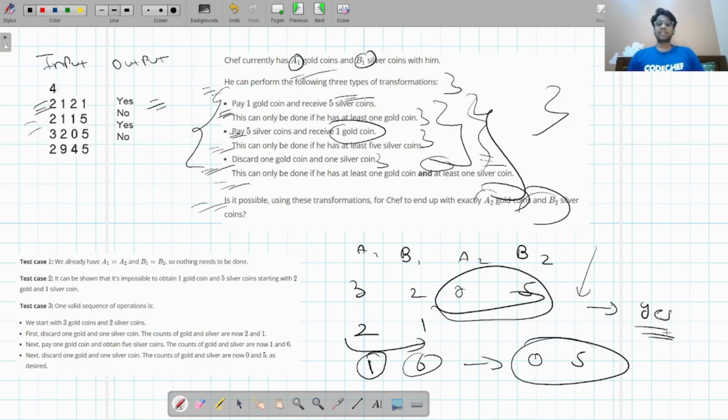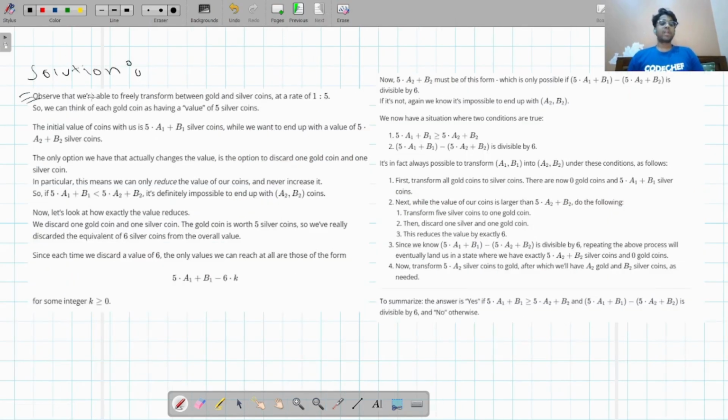So guys, I think the test cases are pretty much clear. Now let's move toward the simple solution. Observe that we are able to freely transform between gold and silver coins at a rate of 1 is to 5, right? So we can think of each gold coin as having a value of 5 silver coins.